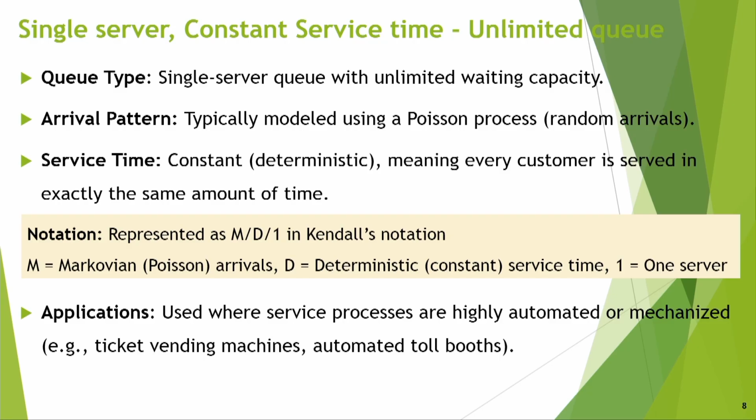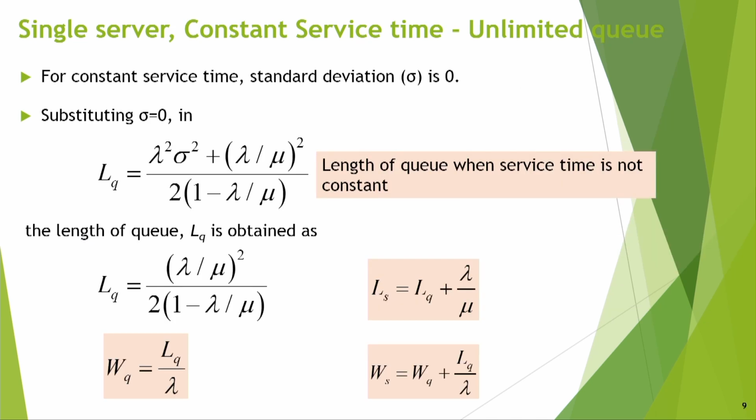M/D/1 in Kendall's notation. M means Markovian, D means deterministic. So M means Markovian or Poisson arrival, D means deterministic or constant service time, and 1 means there is one server. It is used where service processes are highly automated or mechanized, fully automatic, like ticket vending machines and automated toll booths. In that case, for constant service time, the standard deviation sigma is equal to 0, so you can substitute sigma is equal to 0 there.